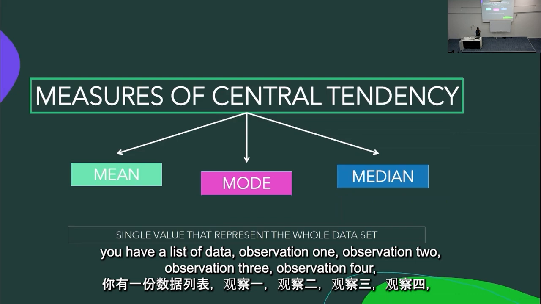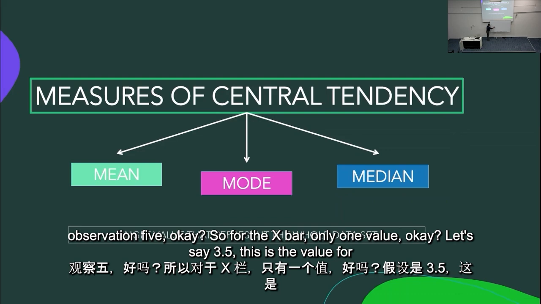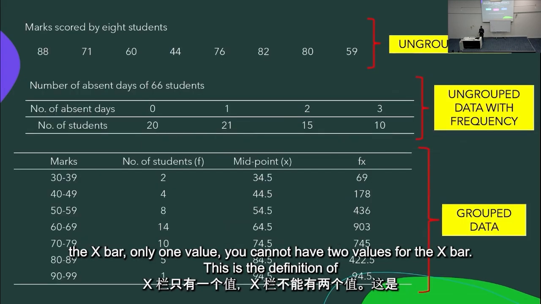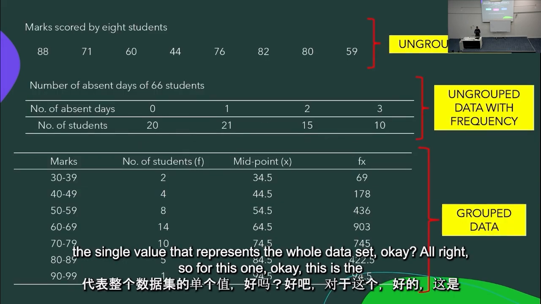For example, you have a list of data: observation 1, observation 2, observation 3, observation 4, observation 5. For the X bar, there is only one value. Let's say 3.5. This is the value for the X bar. Only one value. You cannot have two values for the X bar. This is the definition of a single value that represents the whole data set.